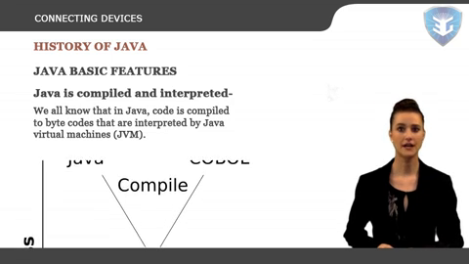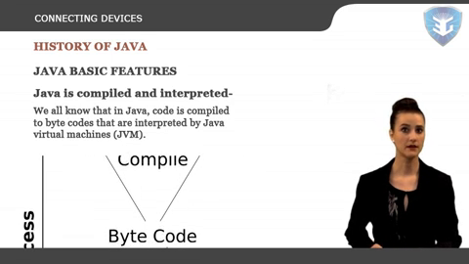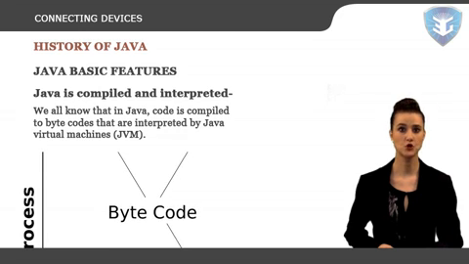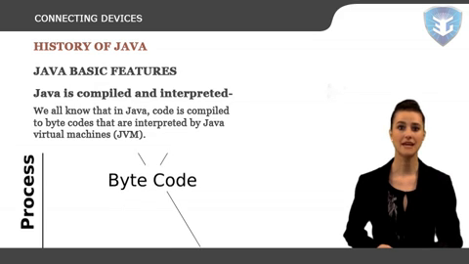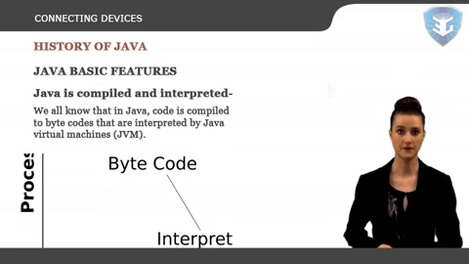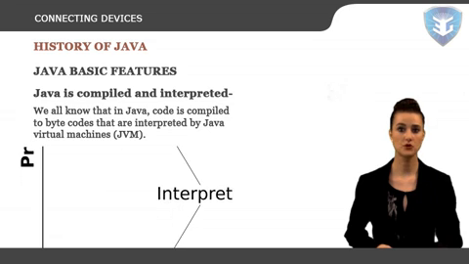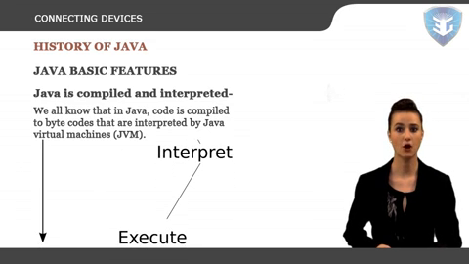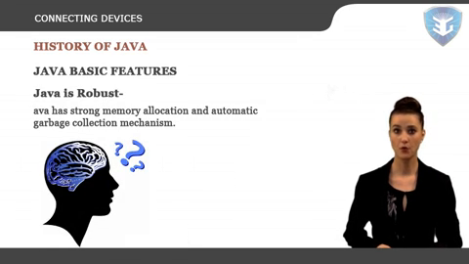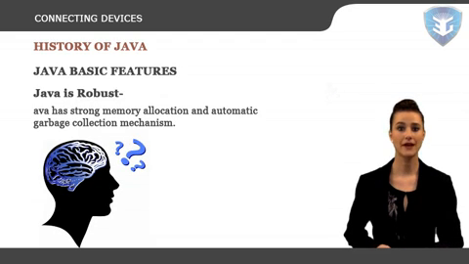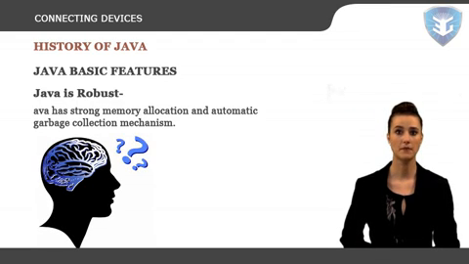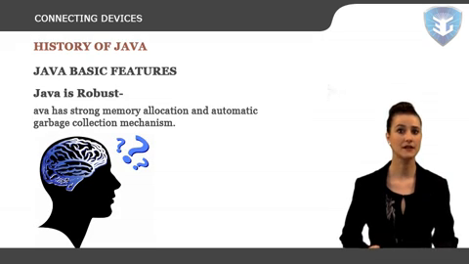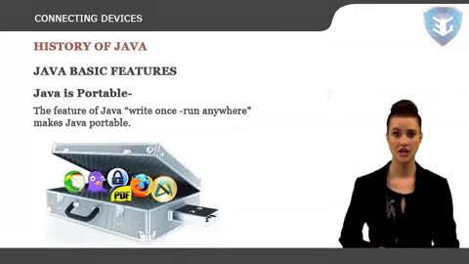Java is compiled and interpreted. We all know that in Java, code is compiled into bytecodes that are interpreted by the Java Virtual Machine, JVM. This provides portability to any machine for which a virtual machine has been written. The interpreter program reads the source code and translates it on the fly into computations. Java is robust. Java has strong memory allocation and an automatic garbage collection mechanism. It carries out type checking at both compile time and runtime, making sure that every data structure has been clearly defined and typed.